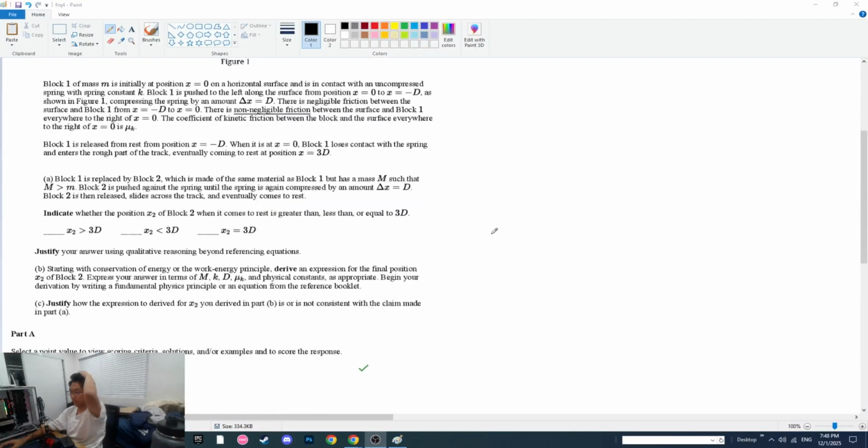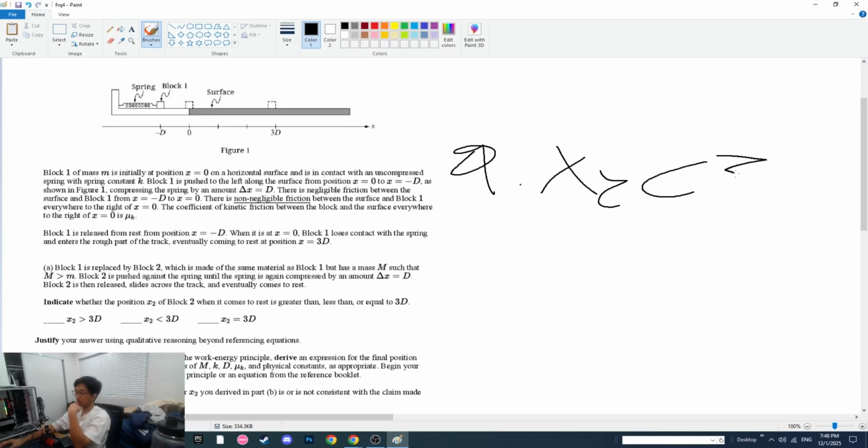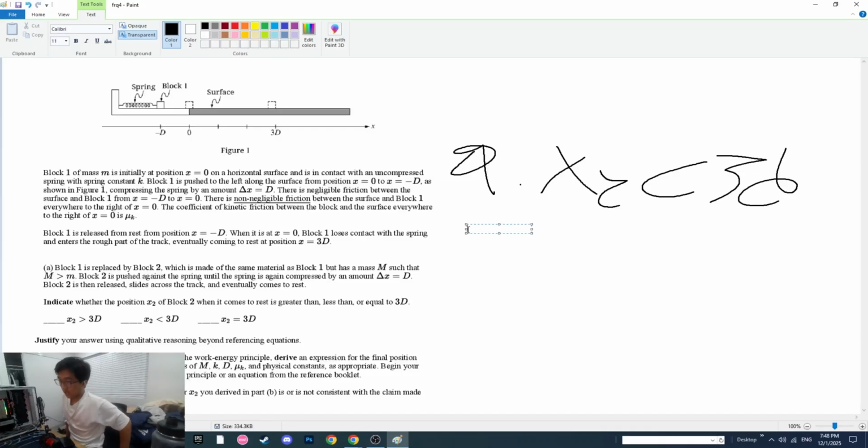So for part A, we're asked: block 1 is replaced by block 2 and has the same material, but block 2 has more mass, and they're both compressed the same distance. We have to indicate if the position of block 2 will be less than, equal to, or greater than 3D, which is the position of block 1. We can say that the position will be less than the position of block 1.